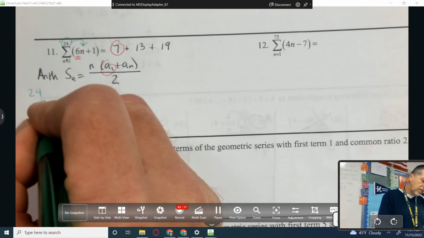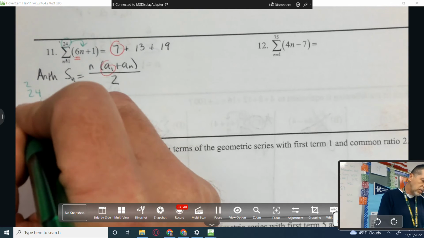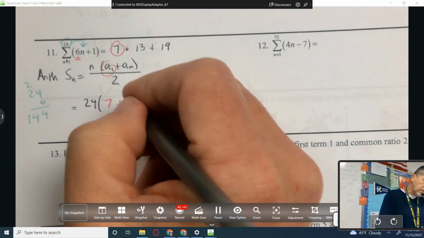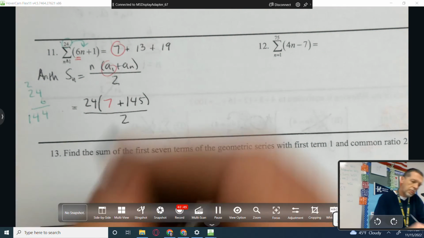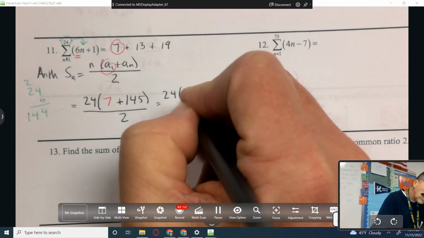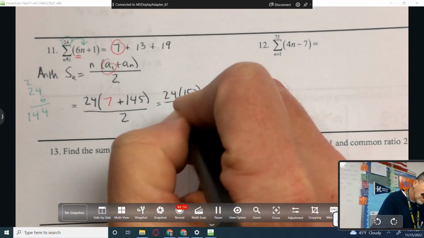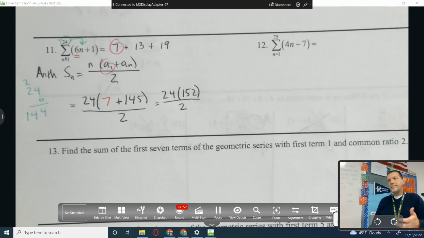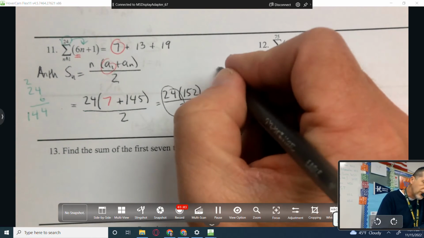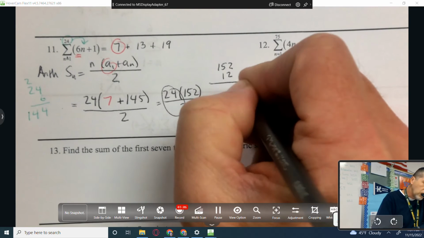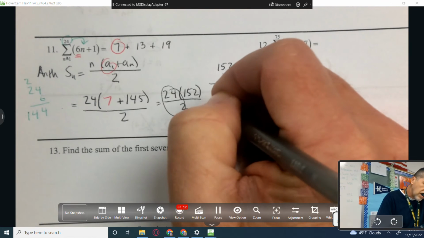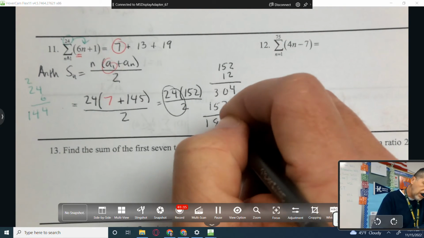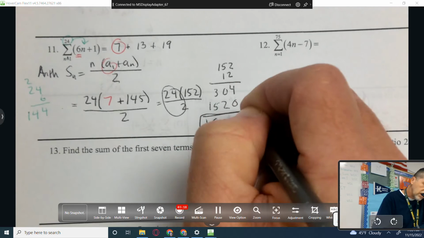24 times 6 is 144, and then plus 1 is 145, all divided by 2. So 24 times 152, all divided by 2. Then you divide whichever one you want by 2. I guess 24 over 12 is easier. 152 times 12 is 1824 for my sum.